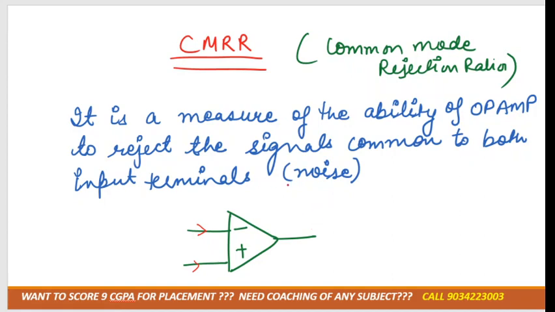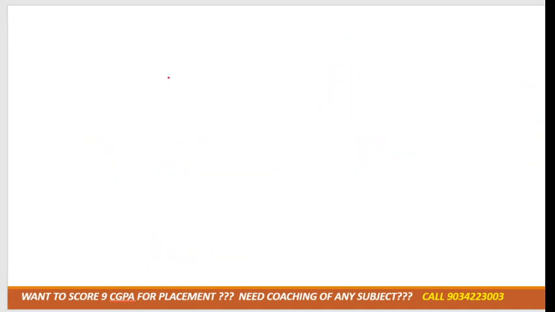Okay, so 90% of the times these signals are the noise only. Like, suppose I'm saying that boys is there, so boys and boys are common, so it would not be passed out. Now suppose if I say boys and girls are there, so boys and girls are not common, so it would be passed out. Okay, understood?